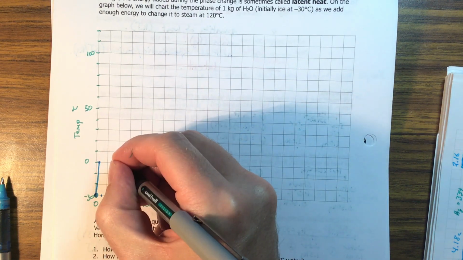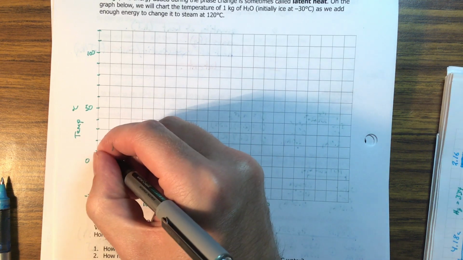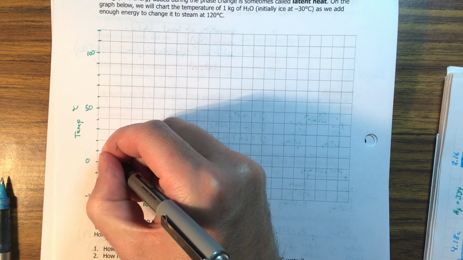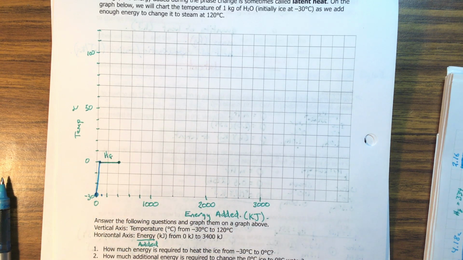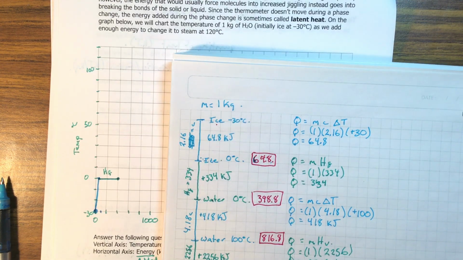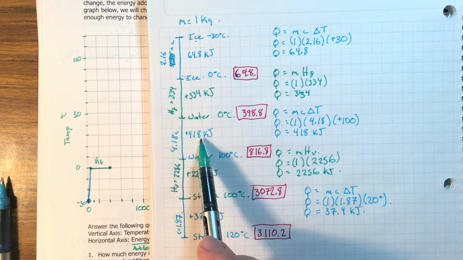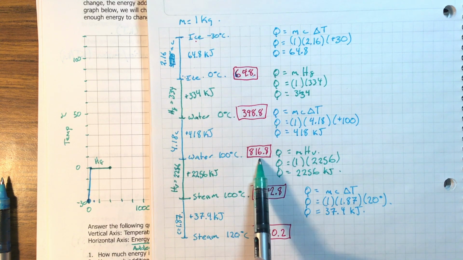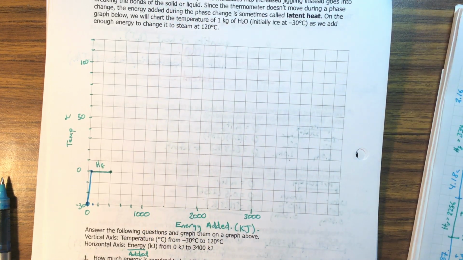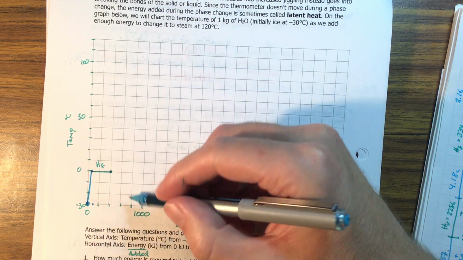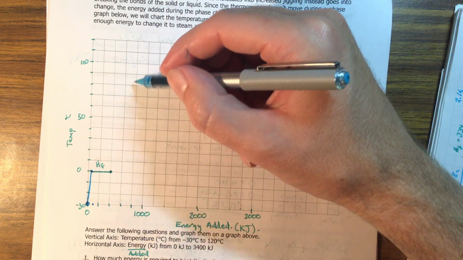So we added in some more energy and got up to 400. This is our latent heat, our heat of fusion right here. We added in energy, but the temperature didn't go up or down. Then we added in another 418 kilojoules of energy, which took us up to about 800. We got all the way up to 100 degrees Celsius. So this is another temperature change one.